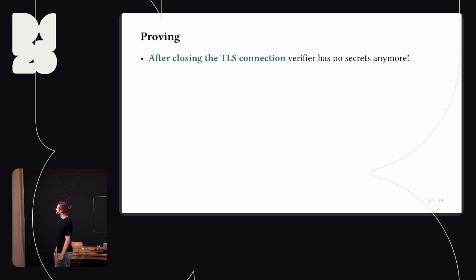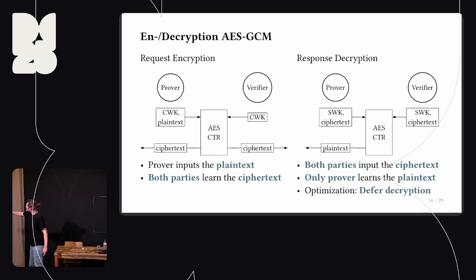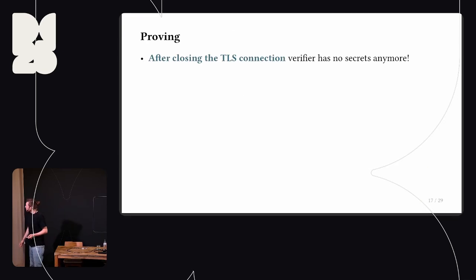That's because after closing the TLS connection, that's pretty nice, the verifier has no secrets anymore. So think about these SWK and CWK. After the connection is done, there's no reason to keep them secret anymore because the connection is closed. And that is quite nice because now we can use that and prove the correctness of our computations.